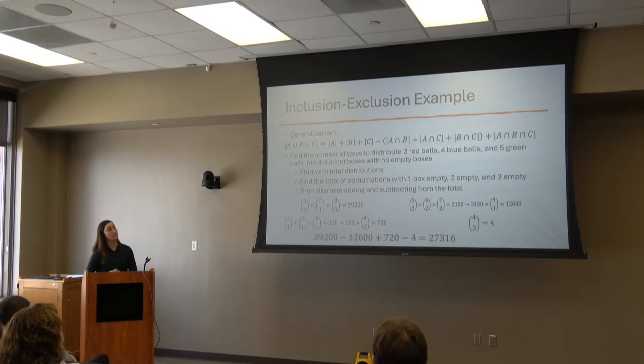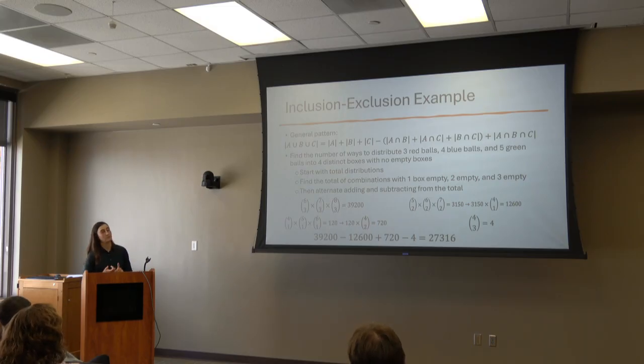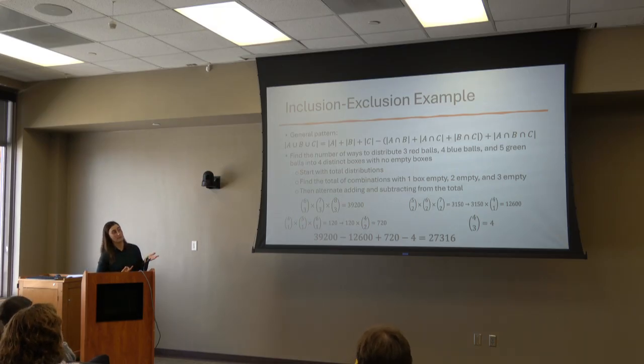And so if we want to find the number of ways to distribute 3 red balls, 4 blue balls, and 5 green balls into 4 distinct boxes with no empty boxes, we'll start with the total distributions, distributing the identical balls into the distinct boxes for each color, and then multiply those together. We'll use the stars and bars formula, which allows for empty boxes, which our problem says we don't want, but this is a key part of inclusion-exclusion: by adding and subtracting all those out, it'll remove the empty boxes. So for that first one on the top left, we have 6 choose 3, which is those 3 red balls plus 4 boxes minus 1, choose 4 boxes minus 1, and then we'll do the same thing for the blue and the green balls, and multiply all those together.